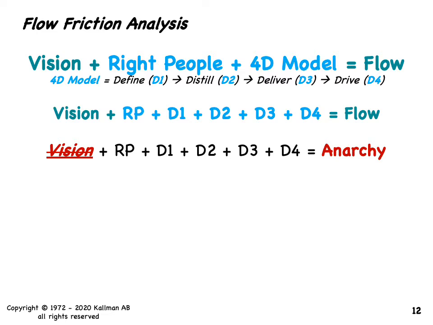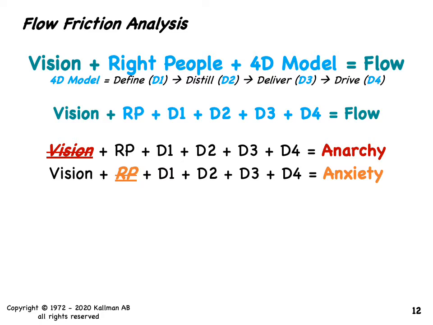However, if you don't have the right vision or the vision's lacking, you probably have anarchy. So if you walk into a team or a situation and you feel that there's anarchy there, 9 times out of 10, it's going to be because there is no vision or compelling vision that the team can align with so that they can actually get their work done.